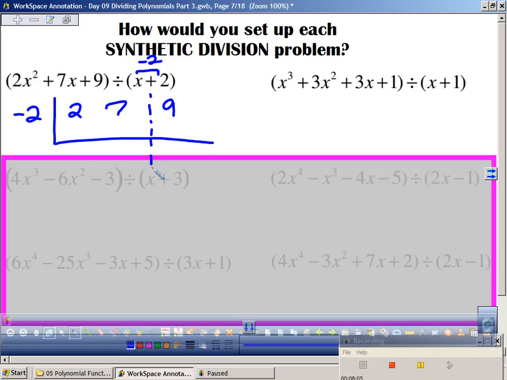I'm going to do another one. Let's find any holes. 3, 2, 1, none. There's no holes. I'm testing to see if -1 is a 0 of my function. So I put a -1, and I'm going to be testing if -1 is a 0 of the function with coefficients of 1, 3, 3, 1.